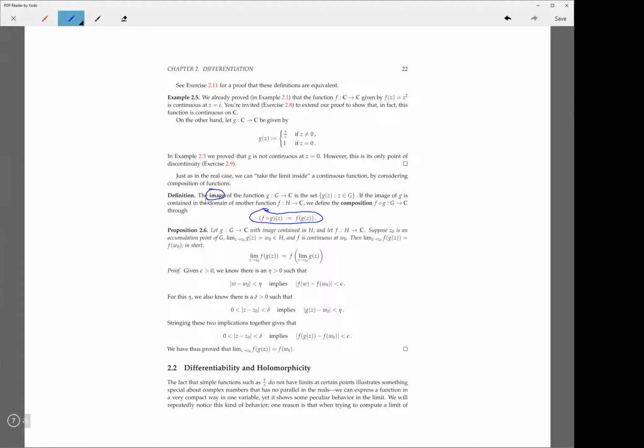Let me just show you an example of an image. Let's say I have the function z squared. If I put z in polar form and square it, I get r squared e to the 2i theta. Just as a quick example.